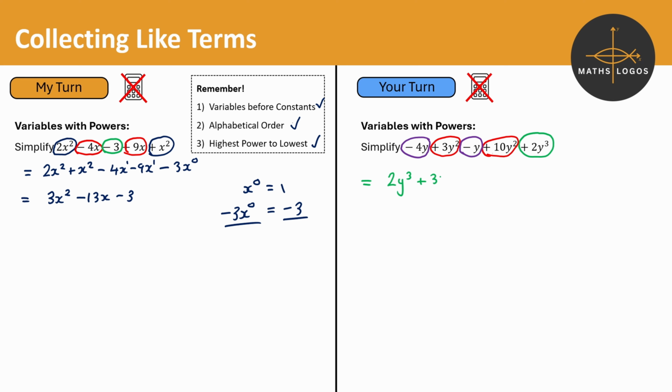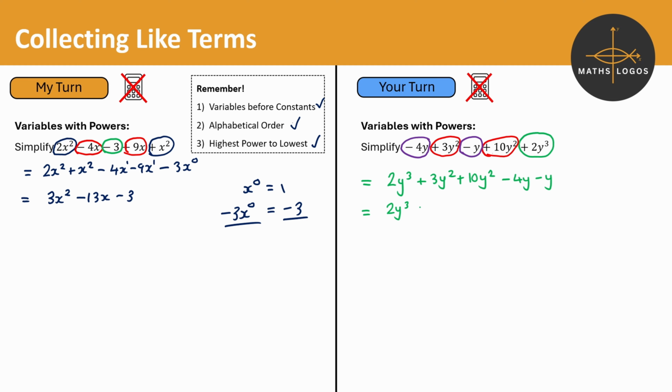So I've got 3y squared, add 10y squared. And then lastly, deal with my y's. I've got negative 4y, subtract y. Collect together your like terms. Well, 2y cubed is on its own. There are no other y cubed terms, so I'll leave that as it is.